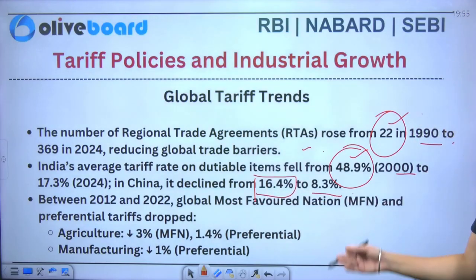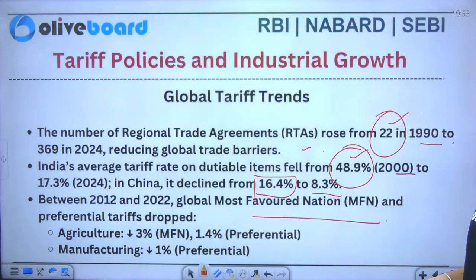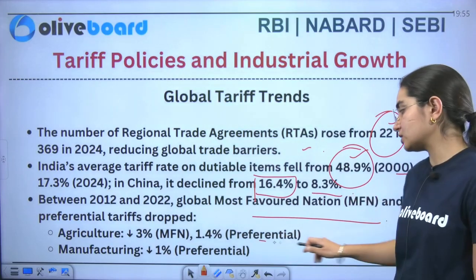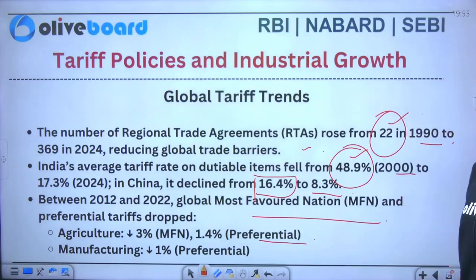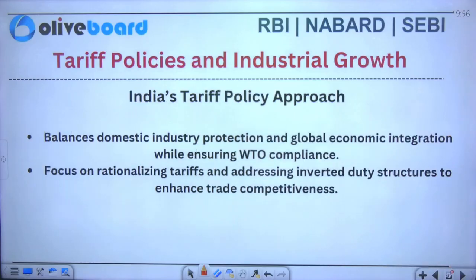Similarly, if I talk about the time period between 2012 and 2022, the global most favored nations and the preferential tariffs dropped down. If I talk about agriculture, it has dropped by 3%, and that is most favored nations. If I talk about the preferential, that is by 1.4%. Similarly, if I talk about the manufacturing sector, by 1% it has decreased.